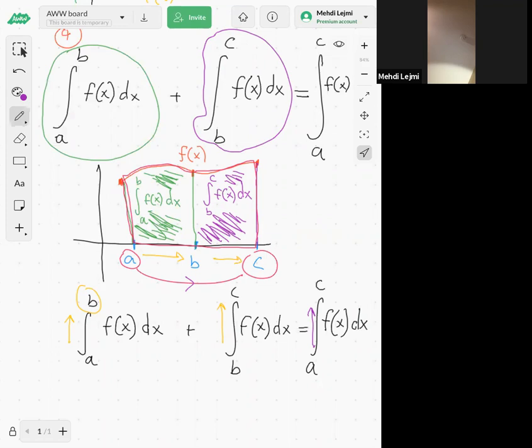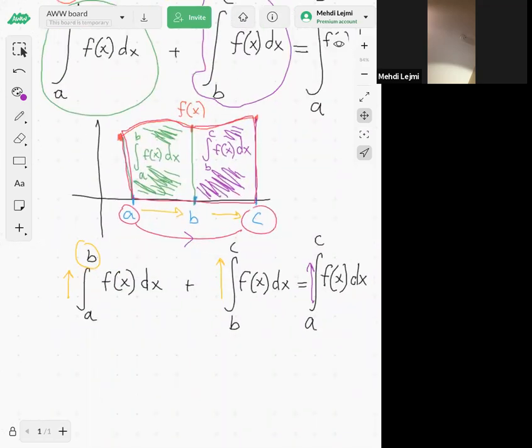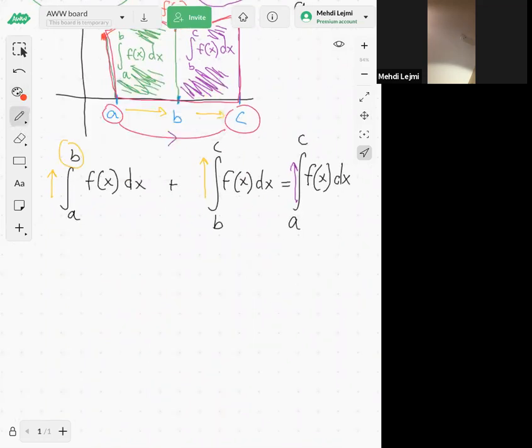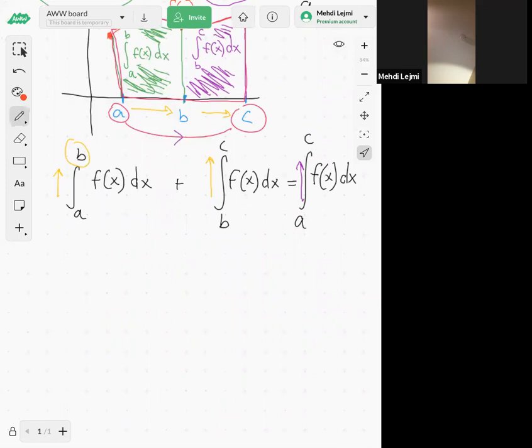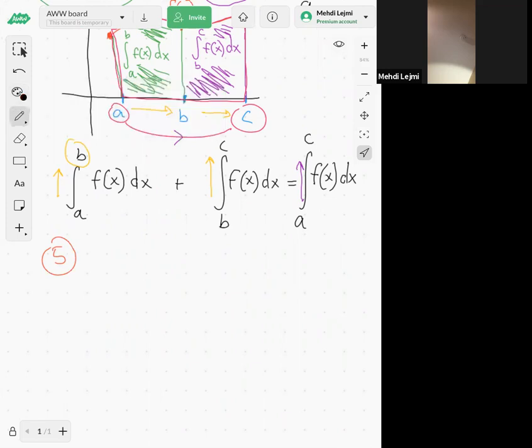What else? All right. Another nice property of the integral. This is property number 4. We have so many properties, and you need to know all of them. Next property is the following. I think it's property number 5. So now, guys, if you have some constant C times f of x dx in an integral from A to B, right?